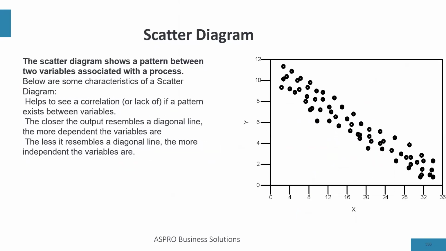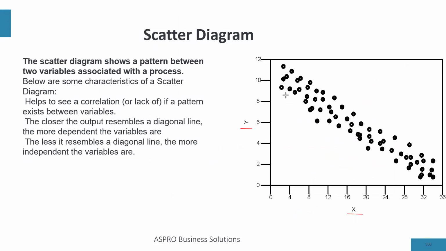Now, when you're doing product testing, you can use a scatter diagram to see if there's a correlation between products, things that you're testing. So let's say to determine the quality of the product, you need to test the weight and the density.